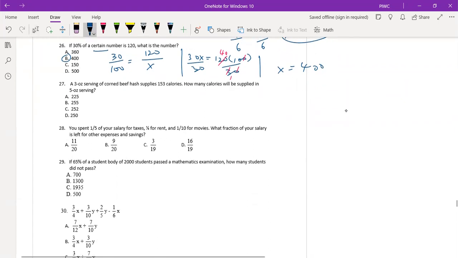Then 27. A 3-ounce serving of corned beef hash supplies 153 calories. How many calories will be supplied in a 5-ounce serving? Again, proportion here. 3 ounces to 153 calories. Same ratio here, ounces and calories. So you have 5 ounces, this is missing. And then you solve the proportion. We solve this, we'll come out with the answer 255.